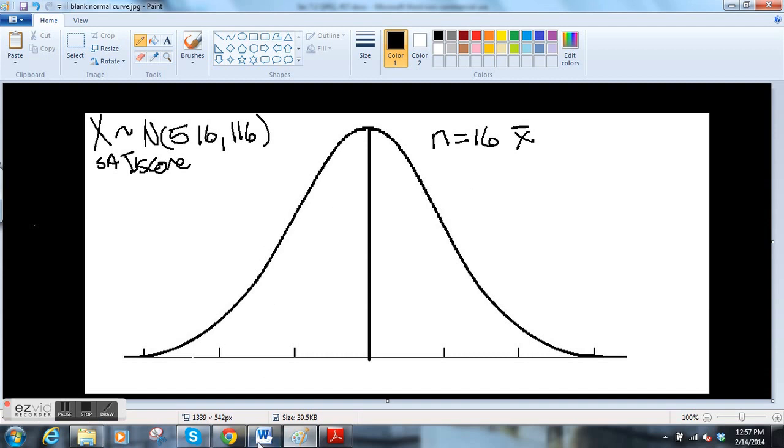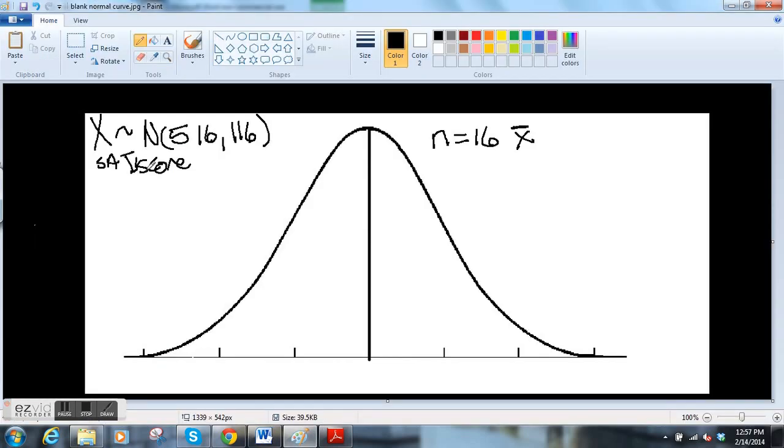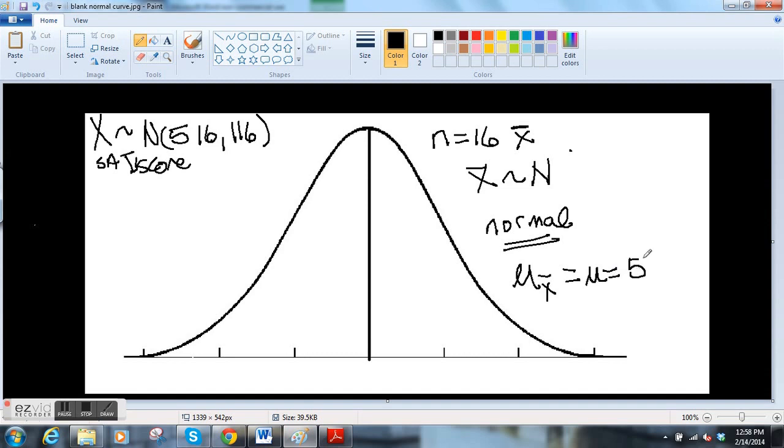So in this case, the problem tells us that the SAT scores are normally distributed. So because the population is normal, we know that X bar is also normal. So it's normally distributed. It's not approximately normal, it is normal because it came from a normal population. And we know the mean of X bar is equal to the mean of the population. That's supposed to be a little mu. So that's equal to 516.